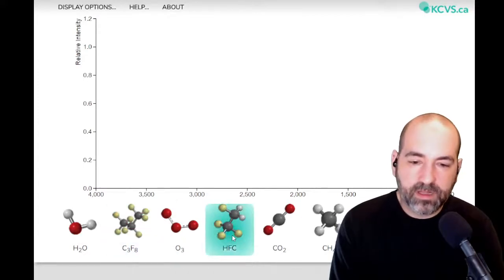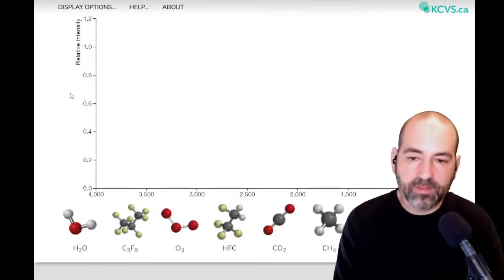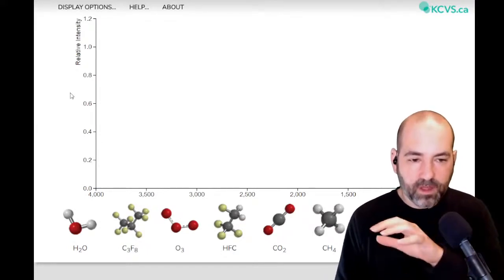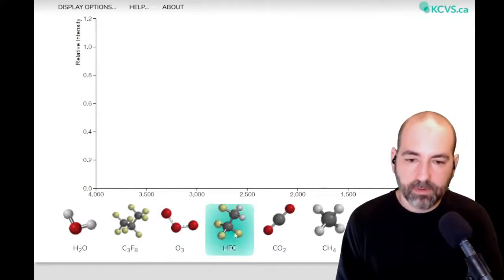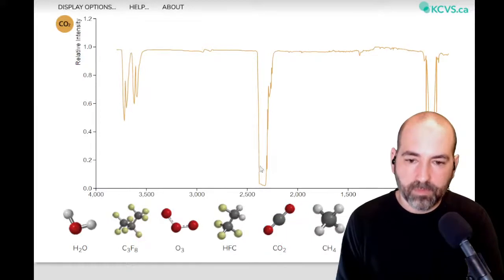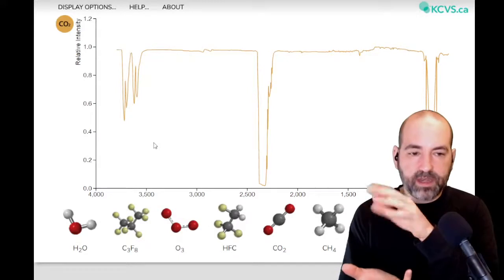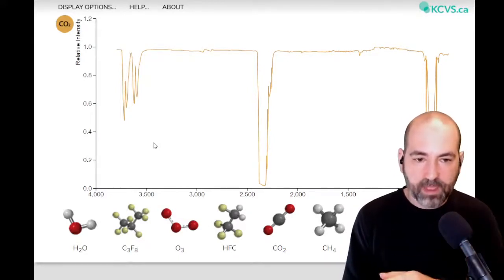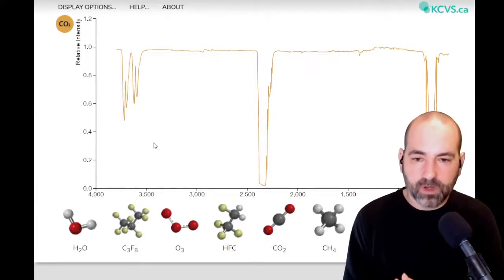And so what we can do is click on various molecules here and see how they absorb infrared light. The y-axis is the intensity of light that is passing through the sample. So imagine you have a container full of whichever of these gases. We'll start with carbon dioxide. Imagine you had a container of carbon dioxide and you pass infrared light through it of all different wavelengths, and you're measuring to see which wavelengths or which energies get through and which ones get absorbed.